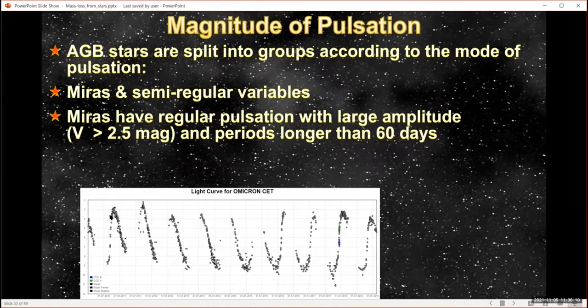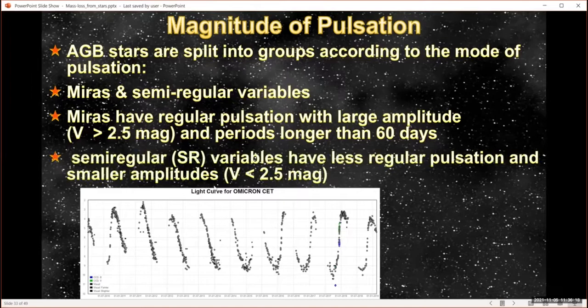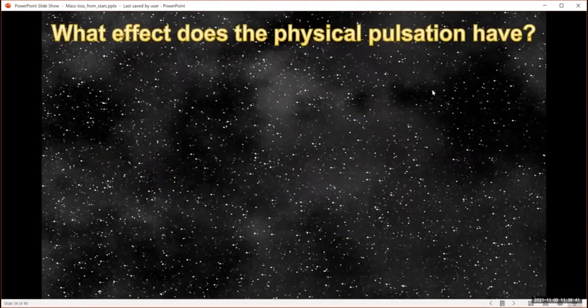It will also have a longer duration. This one's about a year, but anything from about 2 months up to about 3 years is possible. Whereas for the semi-regular variables, they will tend to have a smaller change in brightness, and it will be less regular and often shorter in period. But it's hard to give it a proper period because it's not a nice regular curve. Okay, so what effect does this pulsation have?